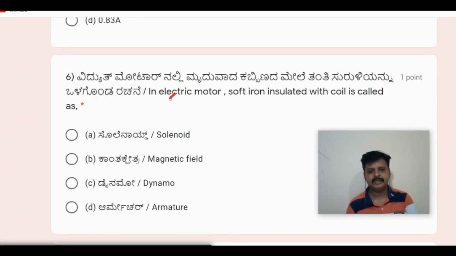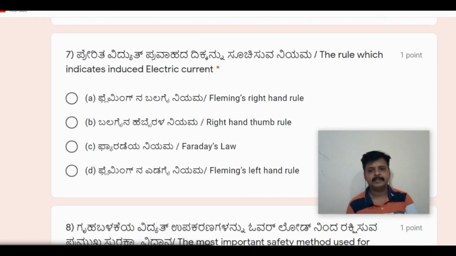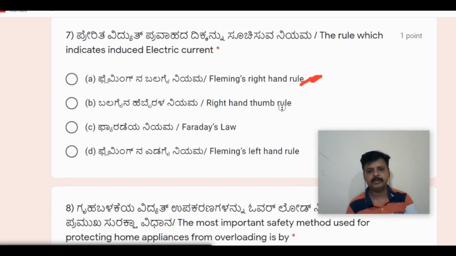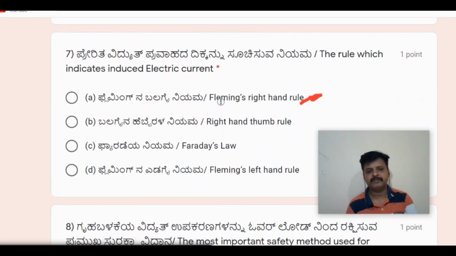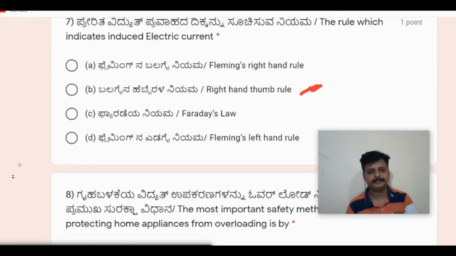Sixth question. In an electric motor, soft iron insulated with coil is called as: solenoid, magnetic field, dynamo, armature. The correct option for the sixth question is armature. Moving on to the seventh question. The rule which indicates induced electric current is: Fleming's right hand rule, right hand thumb rule, Faraday's law and Fleming's left hand rule. The correct option for this question is Fleming's right hand rule. A is the correct option.